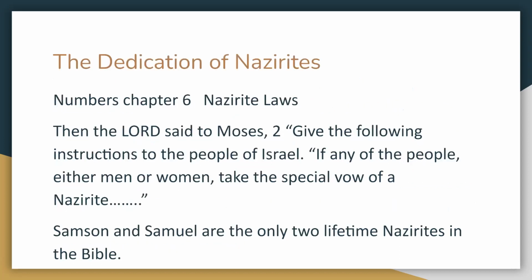In this first set of chapters, also in Numbers 6, we have a new mention of the Nazirite laws. The Lord said to Moses, "Give the following instructions to the people of Israel. If any one of the people, either men or women, take the special vow of a Nazirite." So a Nazirite sets themselves apart for a period of time, and it can be anywhere from a short period of time to a lifetime.